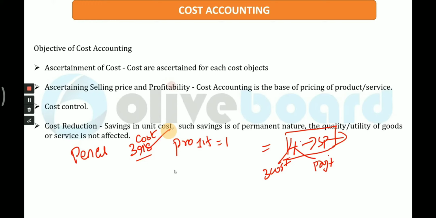Next one, cost control. Of course, if I know what is happening in my factory, where the cost is leaking, leaking meaning where it is overflowing, where my cost is going beyond control, those costs I can control. If I know that, yes, here I'm just... You are earning money, all right? At the month end, you are not having any paisa in your pocket.